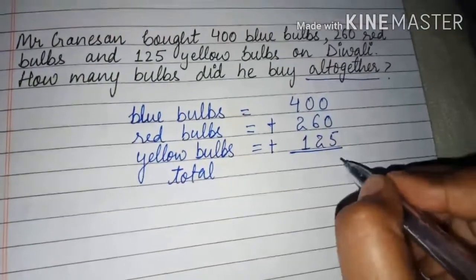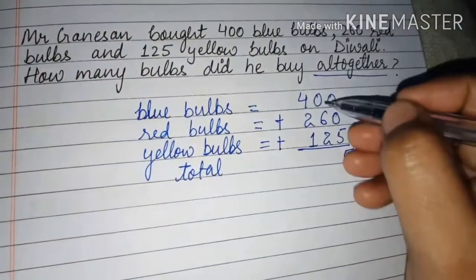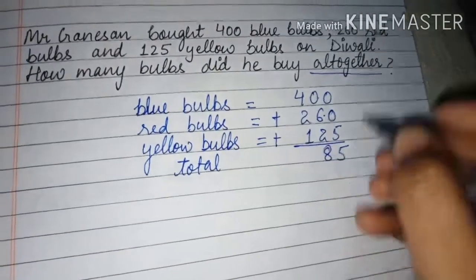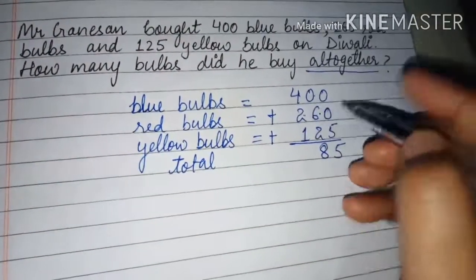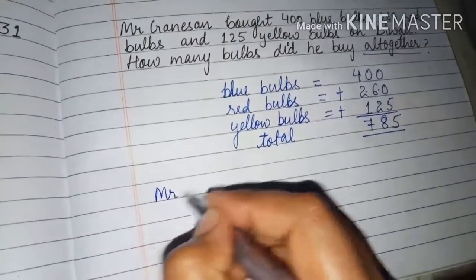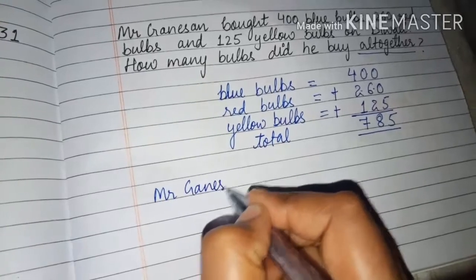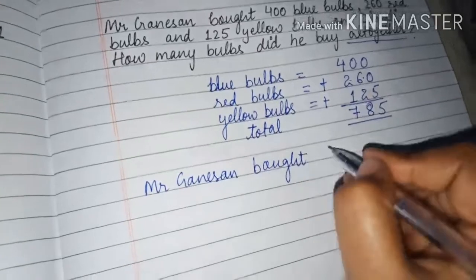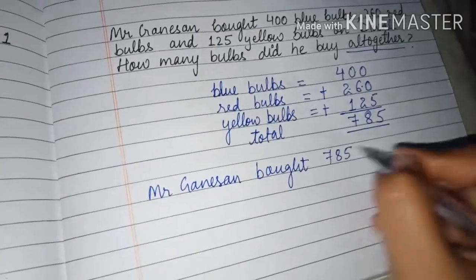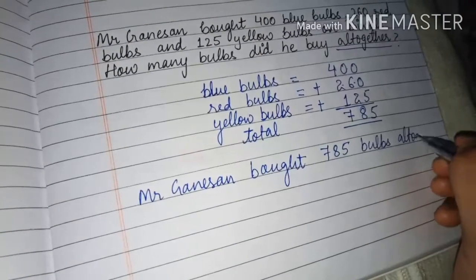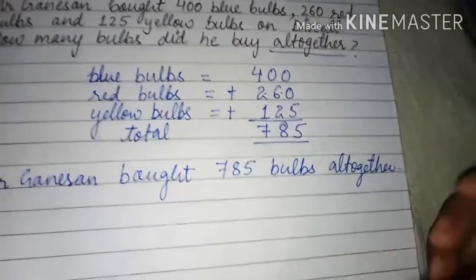So I will add all the numbers of bulbs. 0 plus 0 plus 5 will be 5 only. 0 plus 6, 6. 6 plus 2 is 8. 4 plus 2, 6. 6 plus 1, 7. Therefore, Mr. Ganeshan bought 785 bulbs all together. Okay, यानी एक साथ उन्होंने कितने bulbs buy किए हैं?